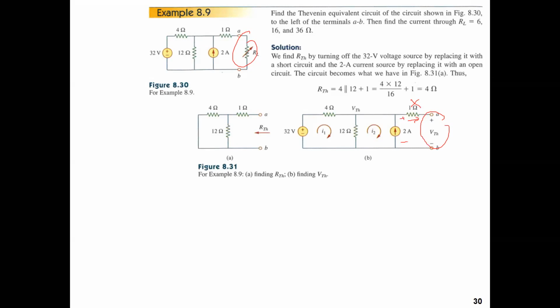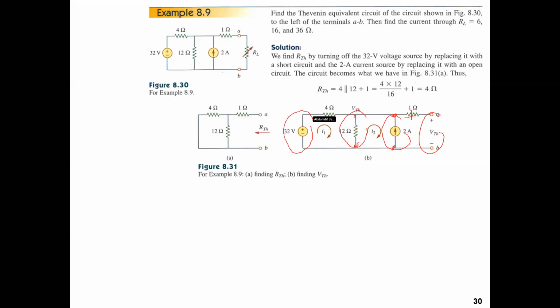Now again, we could use the mesh analysis as the book used. So let's try this here. So we need to find VTH here, okay? So VTH again here is the same as the voltage here, because these two elements are in parallel. So this one has no effect, no voltage drop. So the voltage here is the same as the voltage here, is the same as the voltage here. But it's not the same as the voltage here.